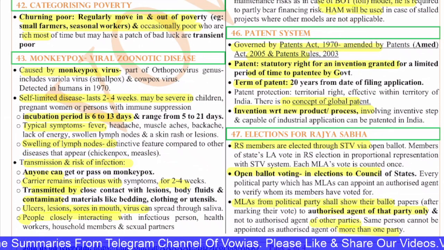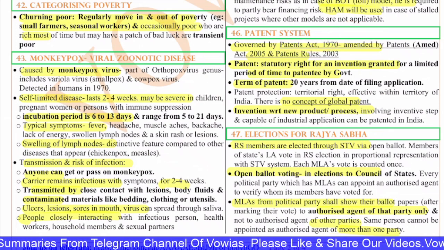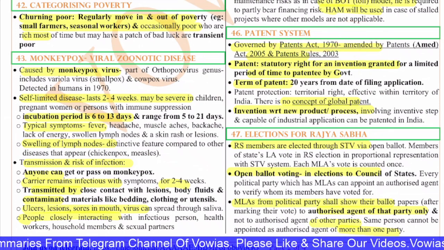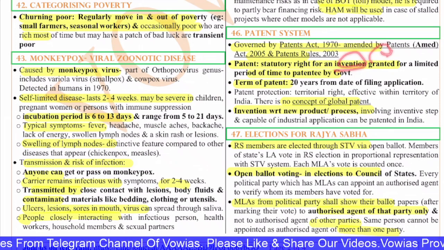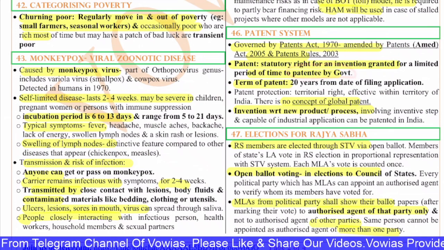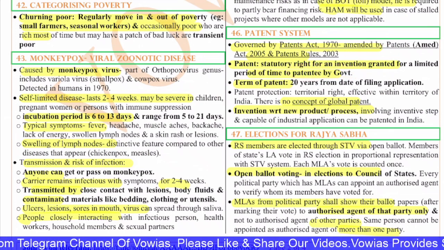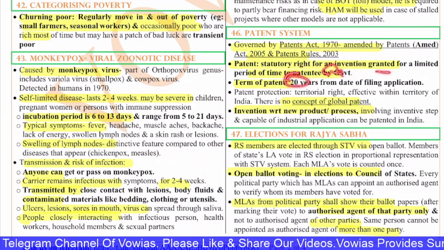So the amendment by Patents Act 2005 and Patents Rules 2003. The patent, if you see, is a statutory right for an invention granted for a limited period of time to the patentee by the government. The term of a patent is 20 years from the date of filing the application.